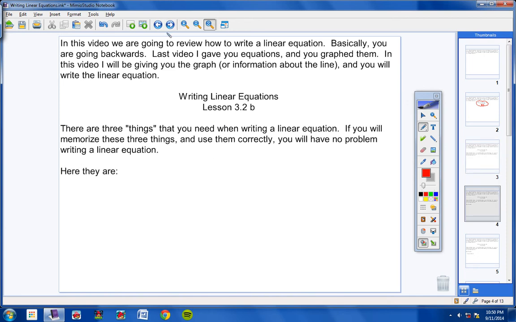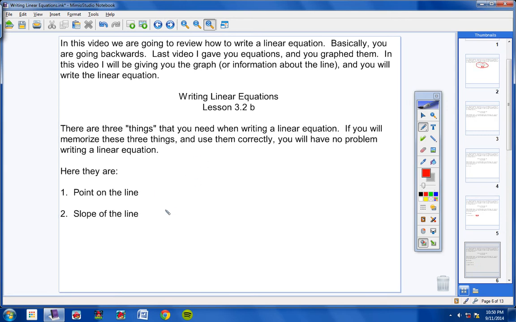And here they are. Please copy these in your notes. Number one, you need a point that lies on the line. So you must have a point, something like (2, 6), or whatever the point is. Number two, you must have the slope of the line. So maybe the slope would be something like -2/3. I'm just making that up. But you need to know the slope of the line. And sometimes you won't know the slope, you'll have to find it. Number three, you'll need this formula.